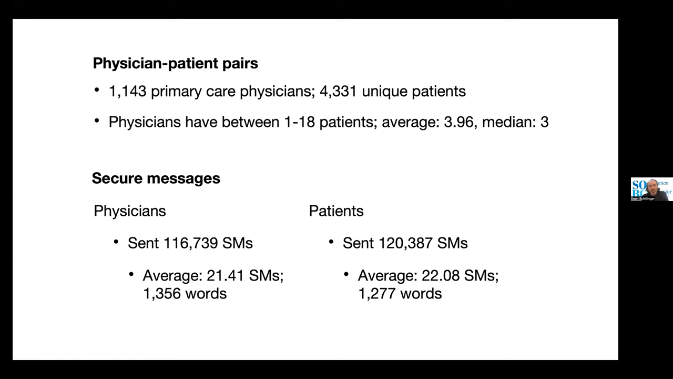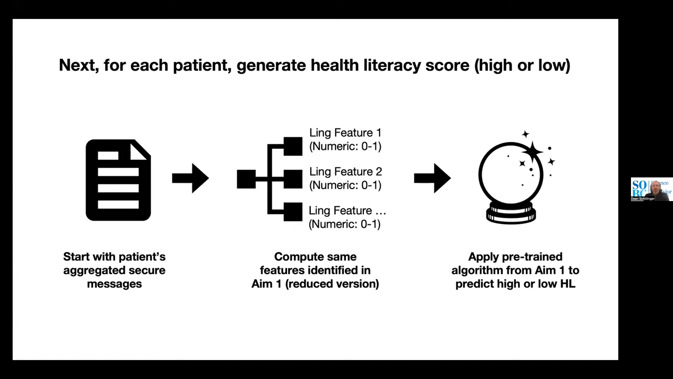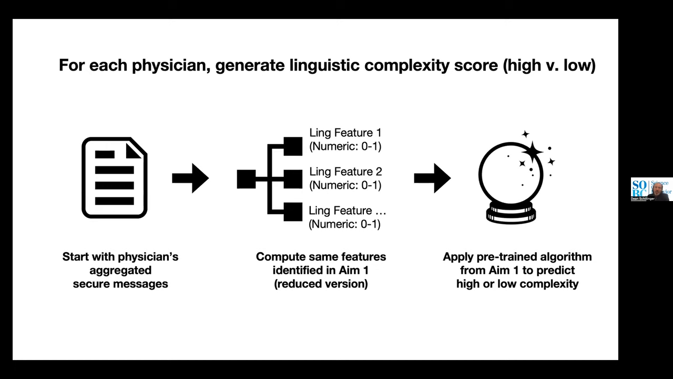So then for each patient, we generated their health literacy score. Applying the computational linguistics indices that I showed you earlier, the NLP indices, we were able to classify patients as either having high or low health literacy. Similarly, for each physician, we were able to generate a linguistic complexity score for them at the dyad level and define them as having high or low linguistic complexity.